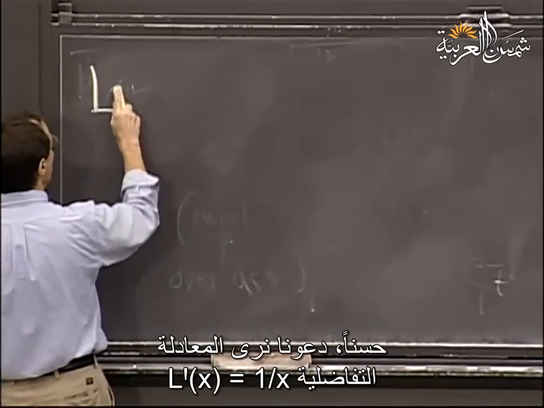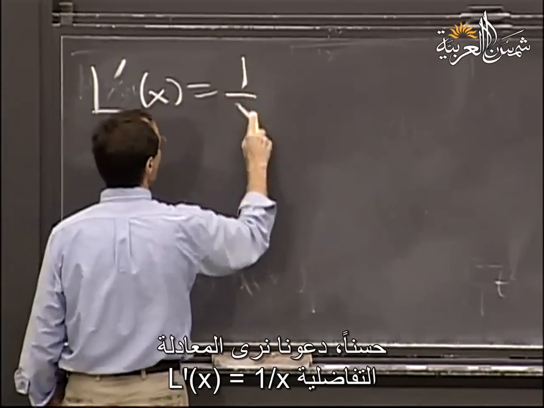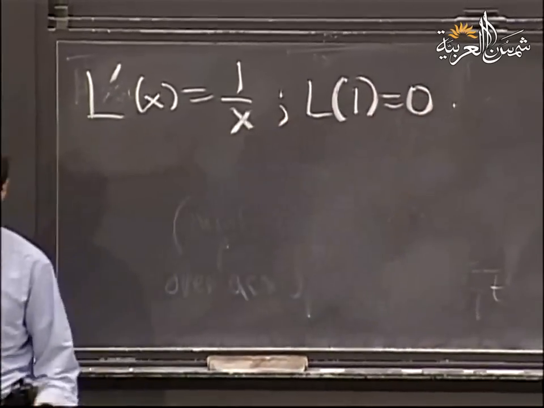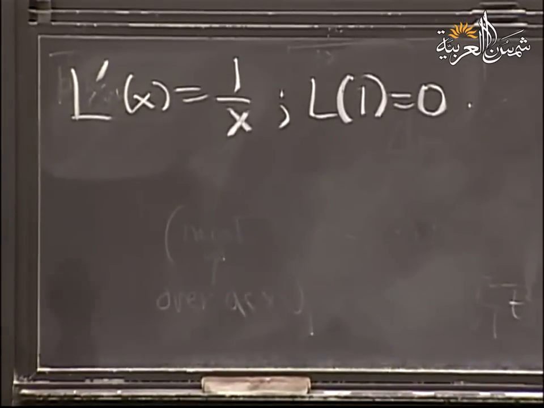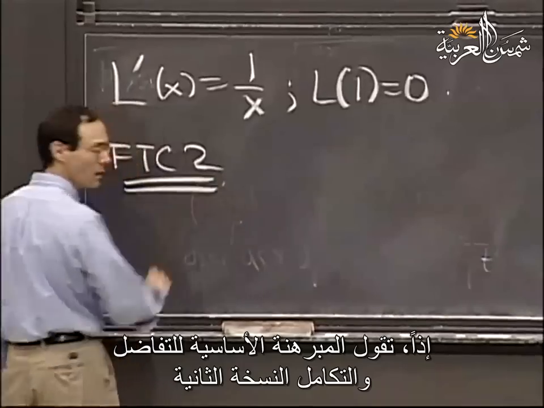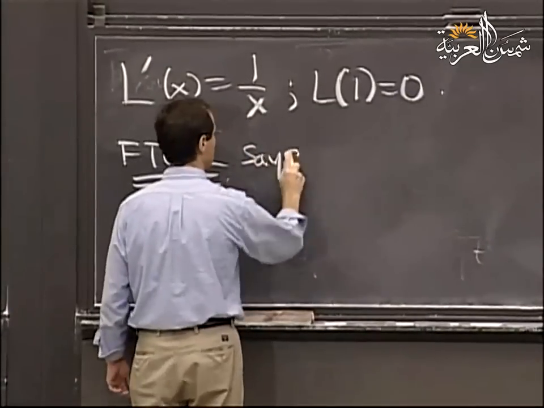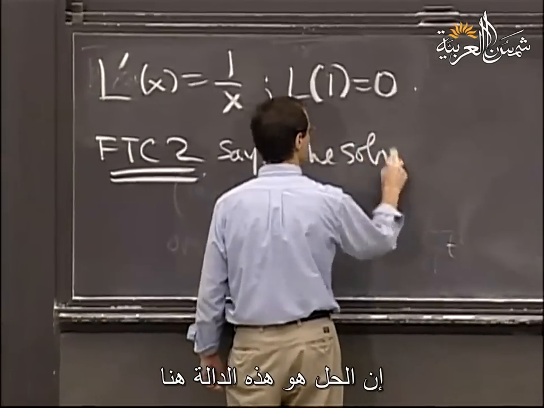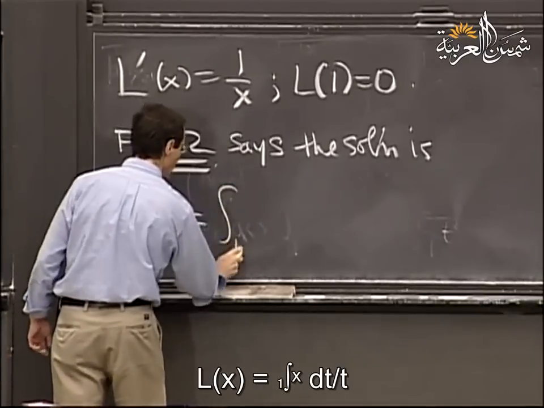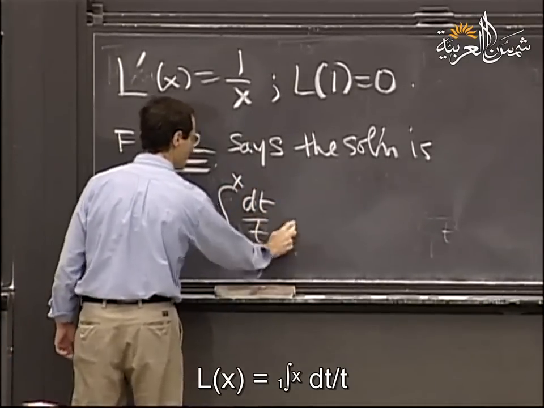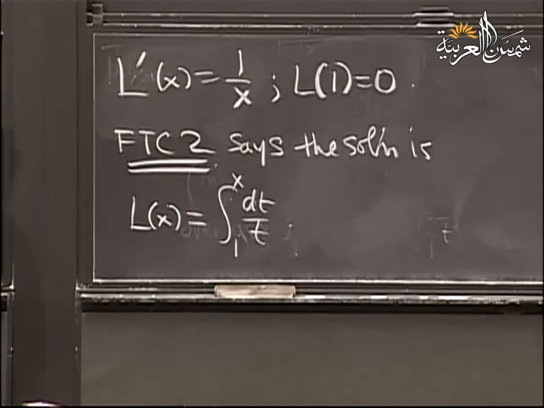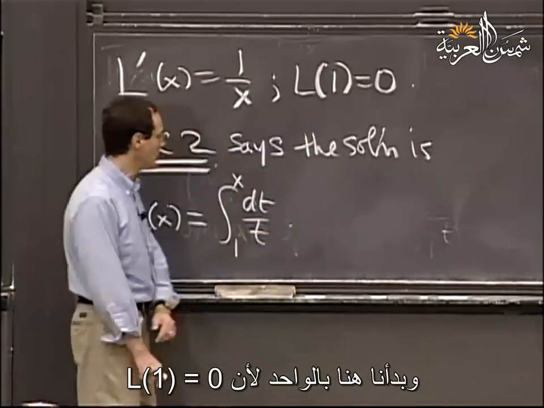So let's consider the differential equation L prime of x is equal to 1 over x, and say with the initial value L of 1 is equal to 0. The solution, so the fundamental theorem of calculus 2 tells us, the solution is this function here, L of x equals the integral from 1 to x dt over t. That's how we solve all such equations. We just integrate, take the definite integral. And I'm starting at 1 because I insisted that L of 1 be 0.